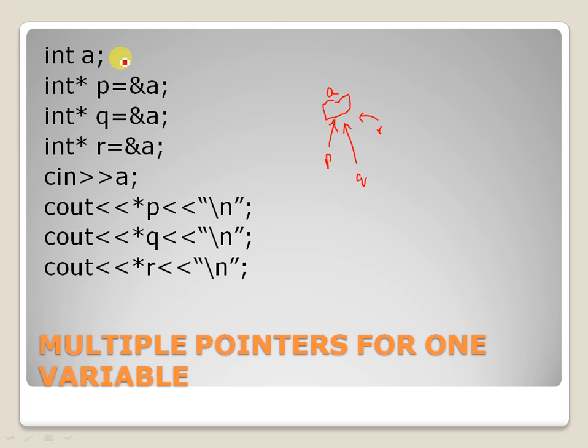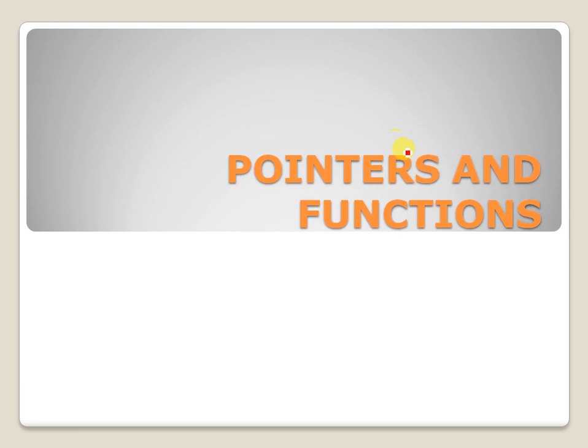So if you see, a is an integer, star p is also holding the address of a, star q is also holding the address of a, and star r is also holding the address of a. So if you take the input for a, and you take the value from the user, and if you print star p, q, and r, all these three statements will print the same value, since all these pointers were pointing to the variable a itself.